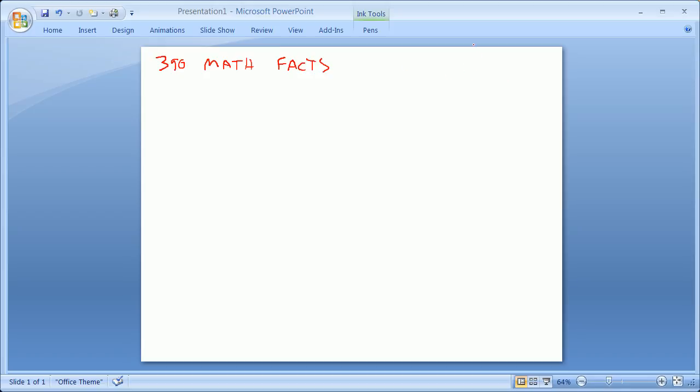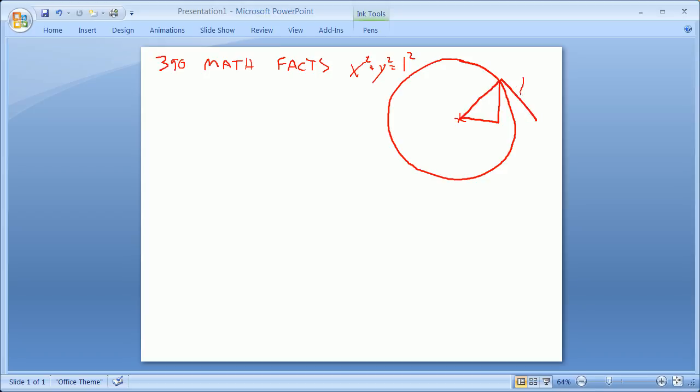So let's start with not the unit circle, but the trig circle. Do it kind of a circle here. That math fact of x squared plus y squared equals 1 squared. The fact that the sine divided by the cosine times this hypotenuse is equal to the tangent. So this is the sine. This is the cosine.